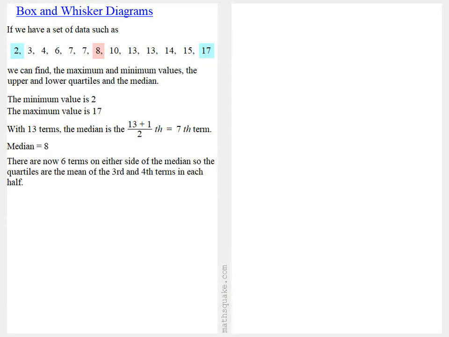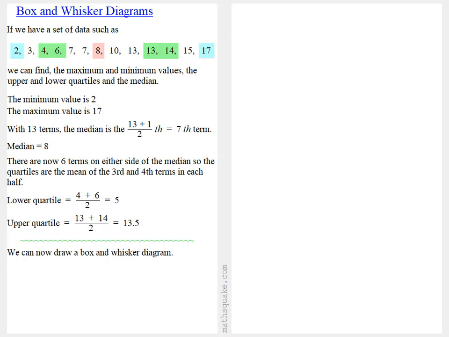Now there are 6 terms on either side of the median, so the quartiles are the mean of the 3rd and 4th terms in each half. So the lower quartile is the mean of 4 and 6, so (4 plus 6) over 2 is 10 over 2, which is 5. And the upper quartile is the mean of 13 and 14, which is (13 plus 14) over 2, or 13.5.